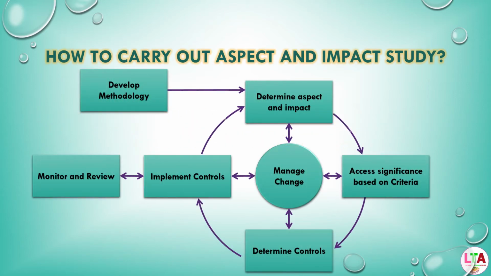The first thing we need to know is how to create an aspect and impact study. First, we need to develop a methodology, then we need to determine the aspect and impact, then find out the significant aspect and impact based on the criteria. And we need to determine the control for significant aspects and implement the control. Then we need to monitor or review the control we have implemented based on the significant aspect and impact.